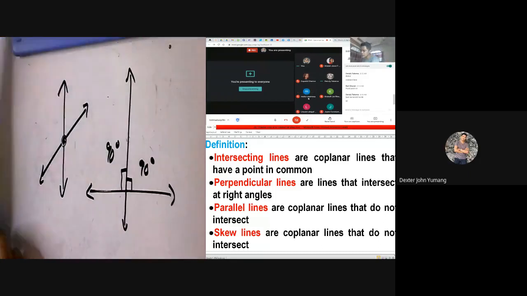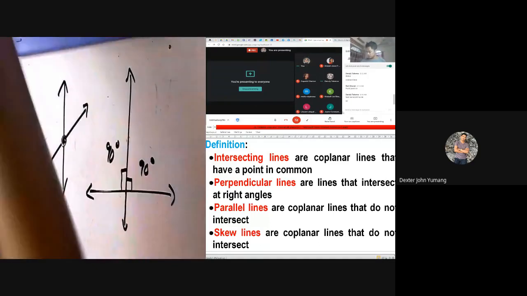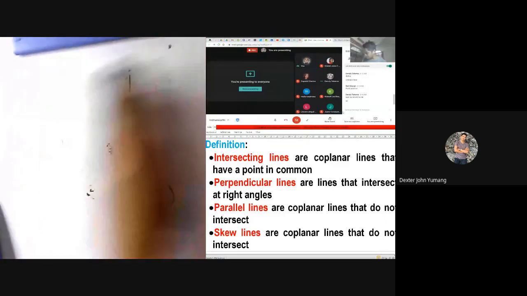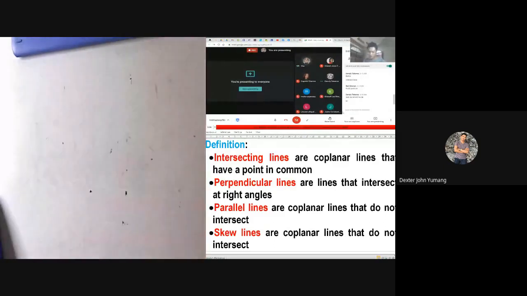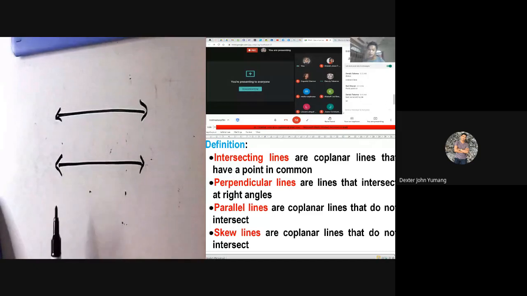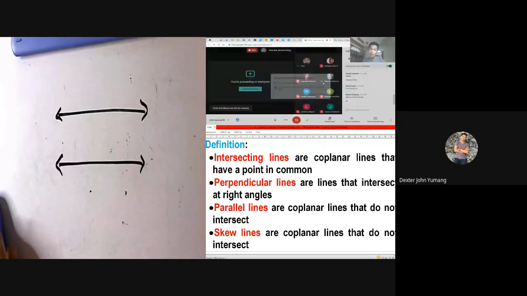Next is the parallel lines. When you say parallel lines, these are lines that do not intersect with each other. If you're going to look at the whiteboard, ito po yung image niya. Parallel lines is like this. Straight line, then another straight line. They will never meet at each other. Kahit ano pang pag-extend ng parallel lines, they will never meet at each other. Okay? So, kahit anong extend mo ng parallel lines, kahit saan pa yan siya, ano pa yan siya kahaba, hindi sila nag-cross sa isa't isa. And you call that one as parallel lines.